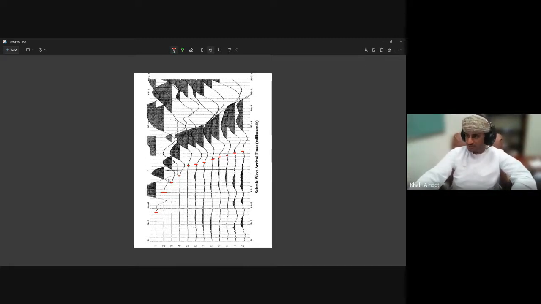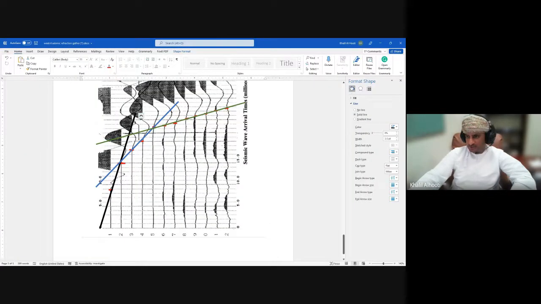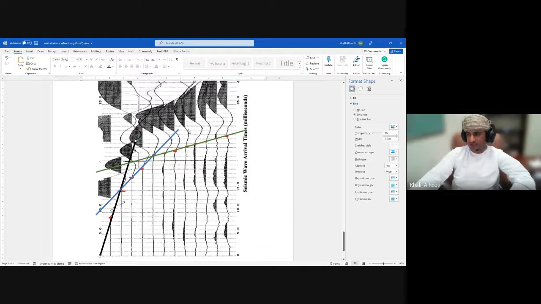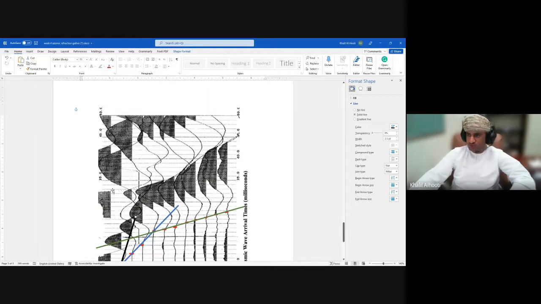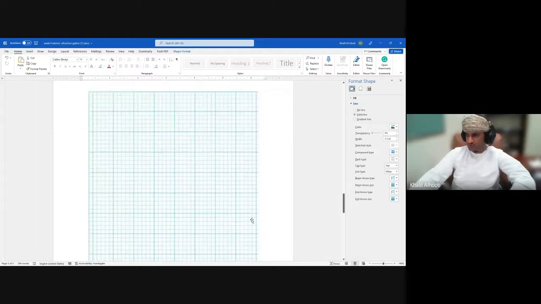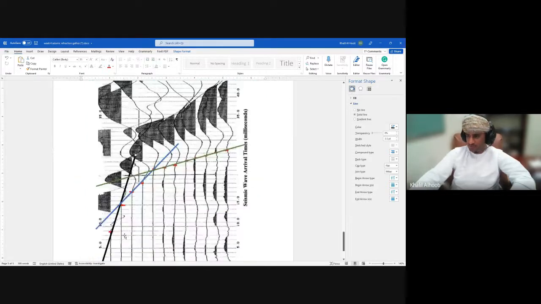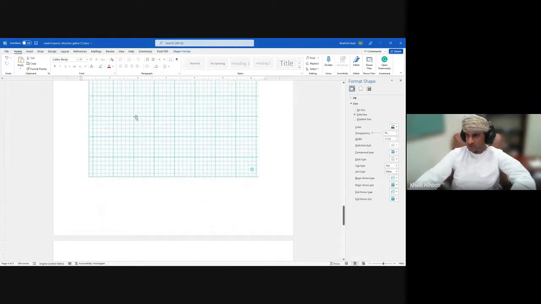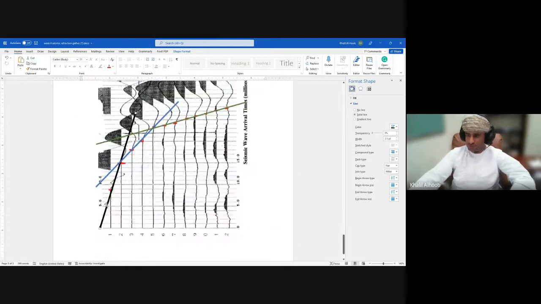So that's how you do it. You connect them with lines as I did here. The first thing you need to work out is the velocities. This black line gives you the velocity of the first layer, this gives you the velocity of the second layer, and this gives you the velocity of the third layer. You need to use these equations. You can plot them as TX diagrams, dots, and connect them if you wish.